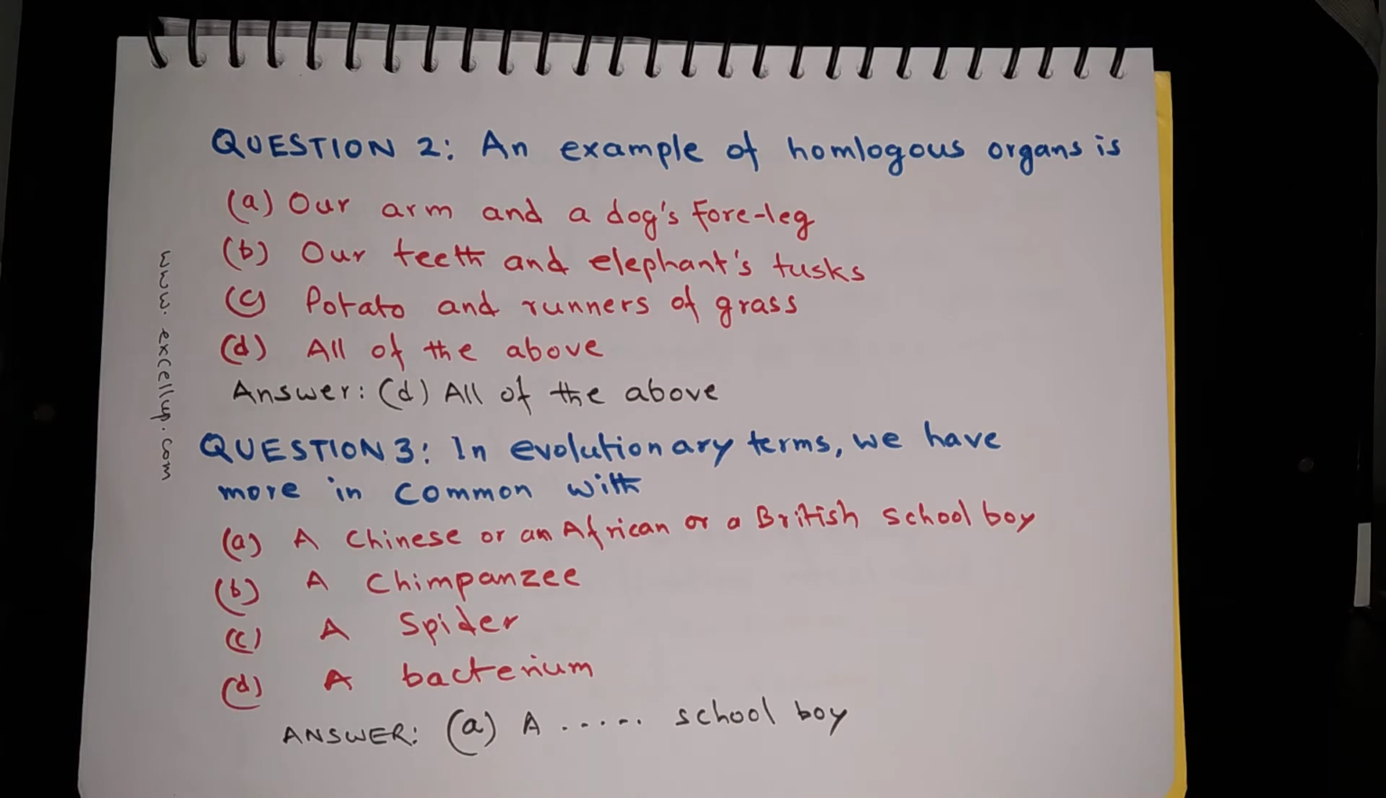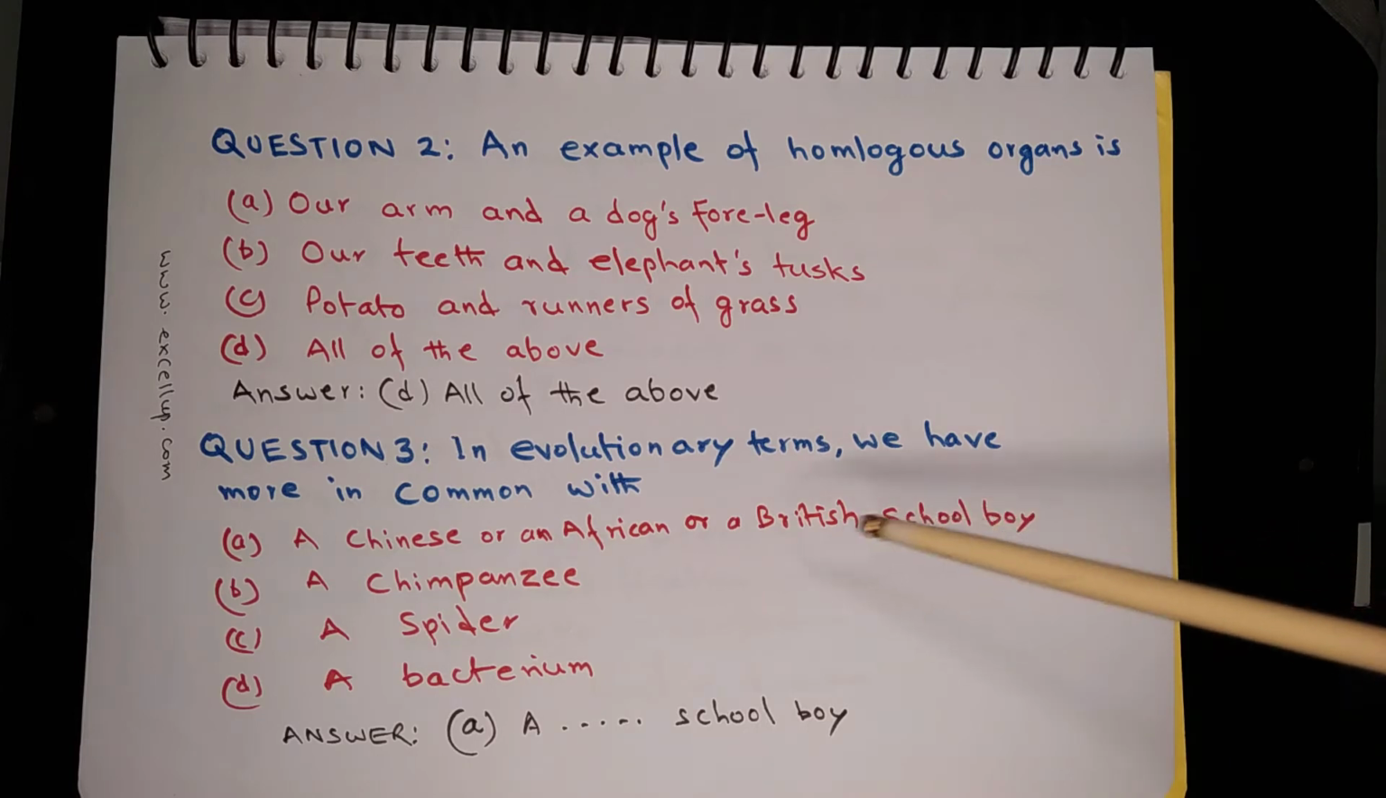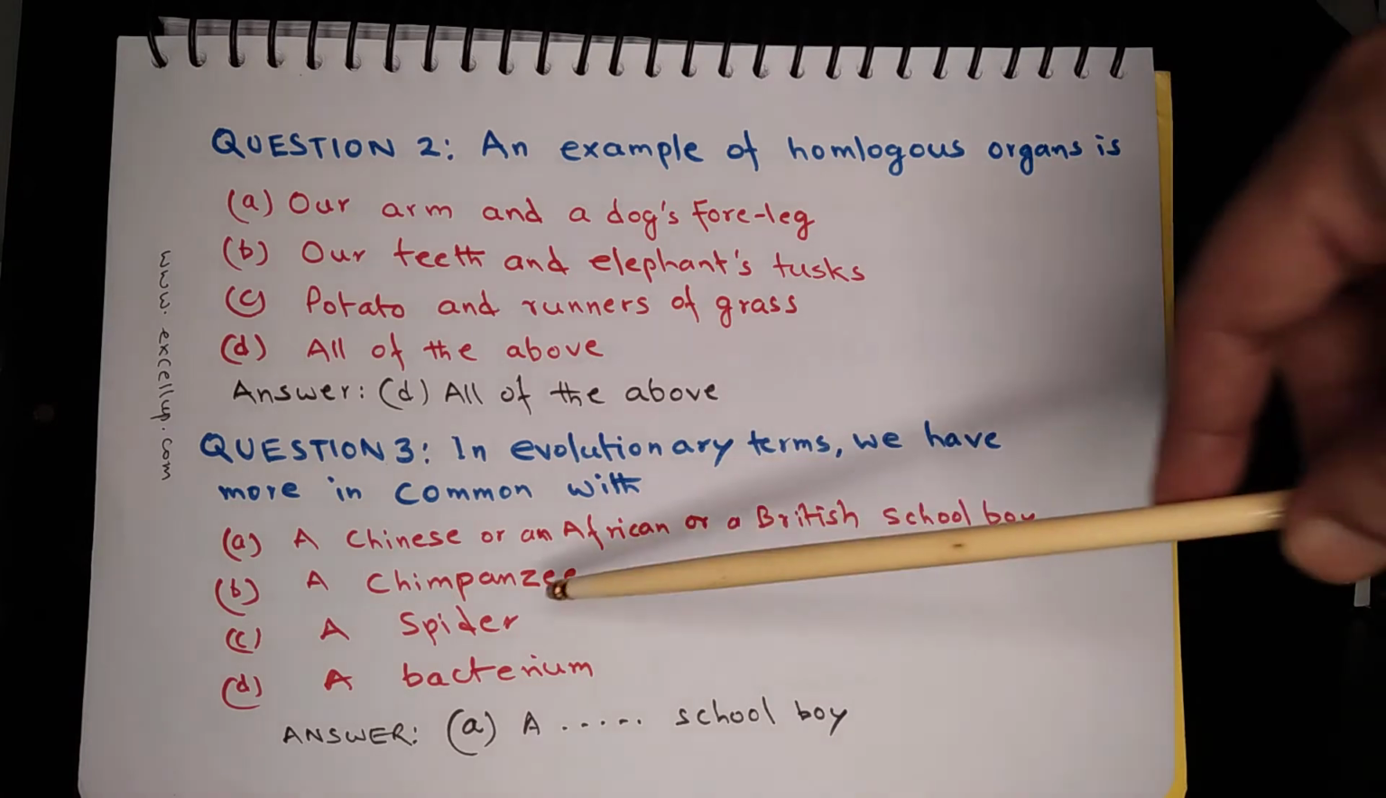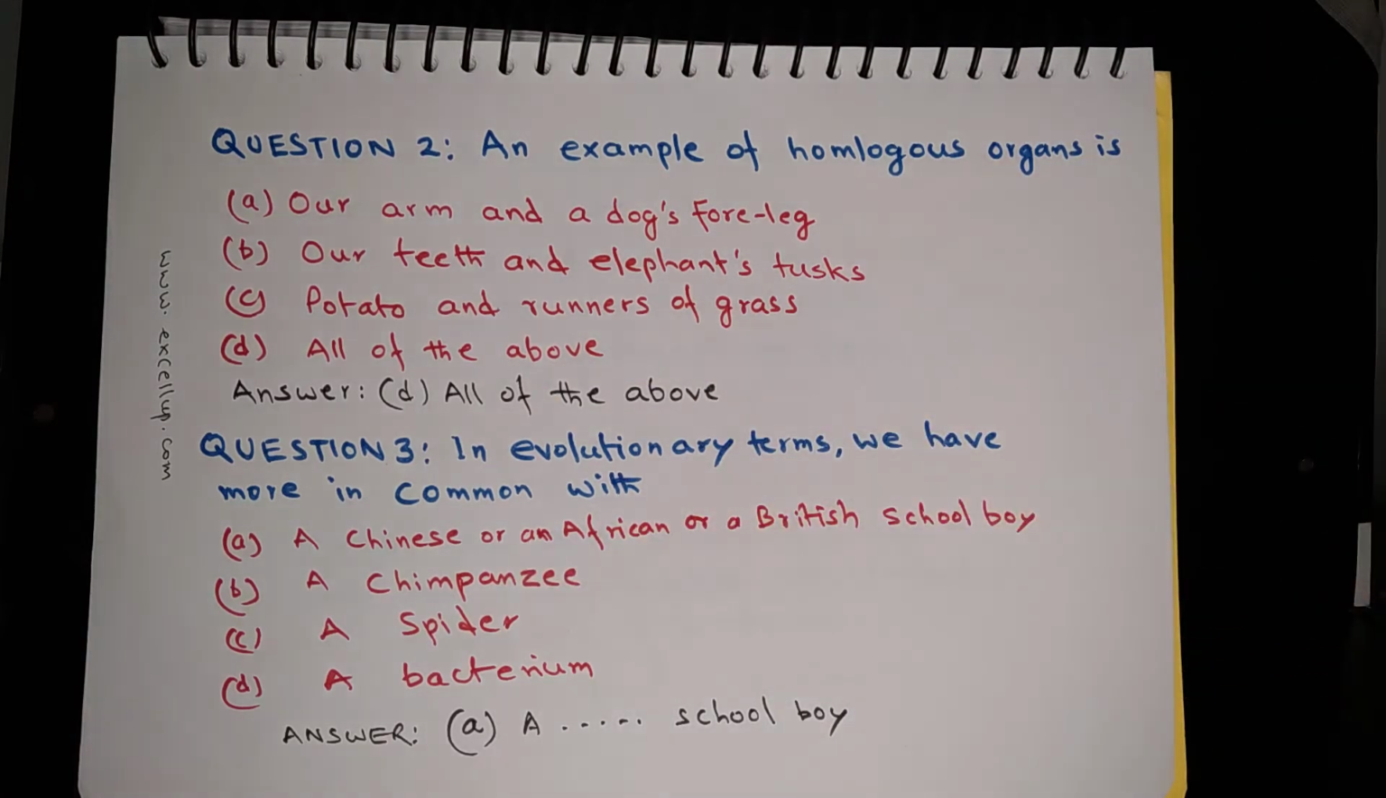Question 3. In evolutionary terms, we have more in common with: option A, a Chinese or an African or a British schoolboy; option B, a chimpanzee; option C, a spider; and option D, a bacterium. Since human beings, whether African or Chinese or British or American or Indian, all belong to the same species, in evolutionary terms the members of a species have the maximum number of common characters, and that is why the correct answer is option A.